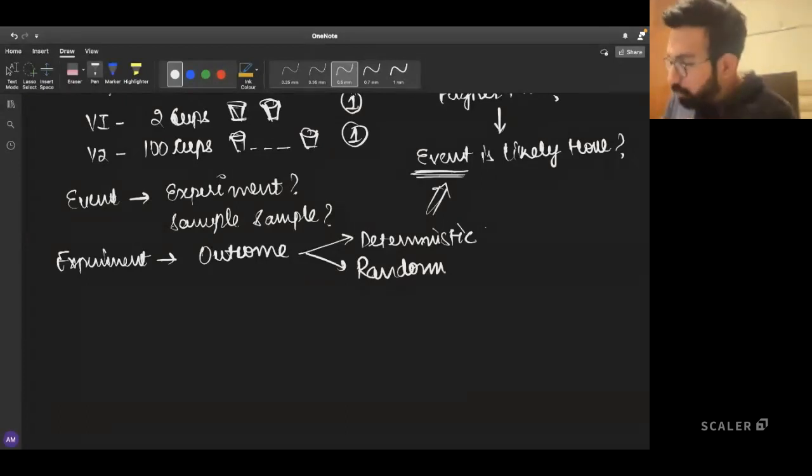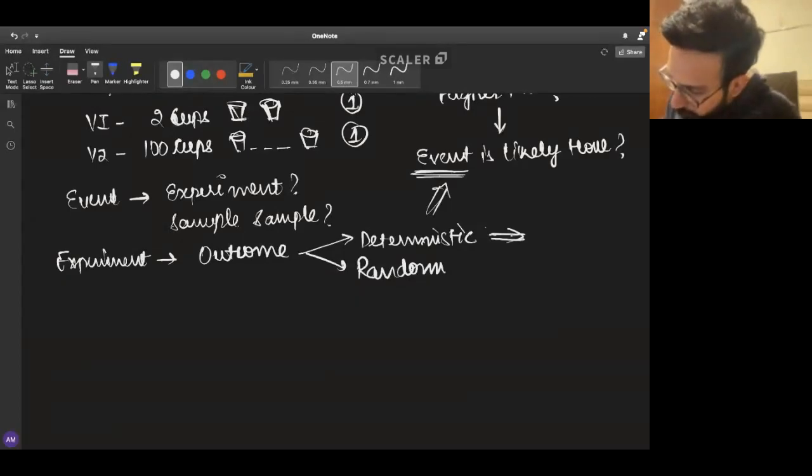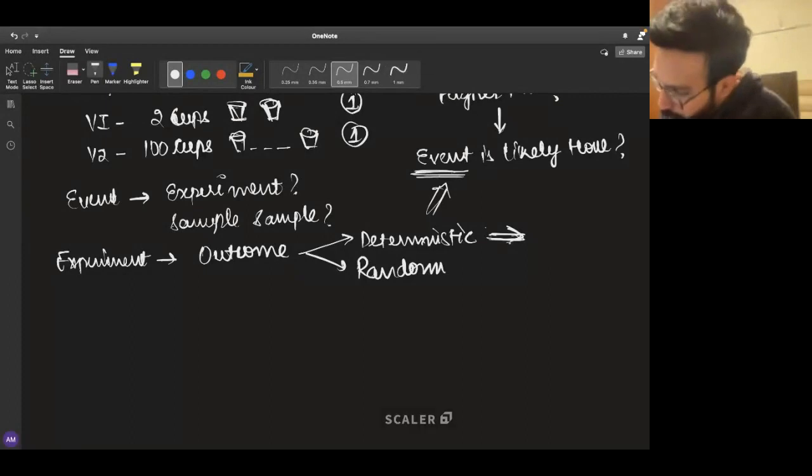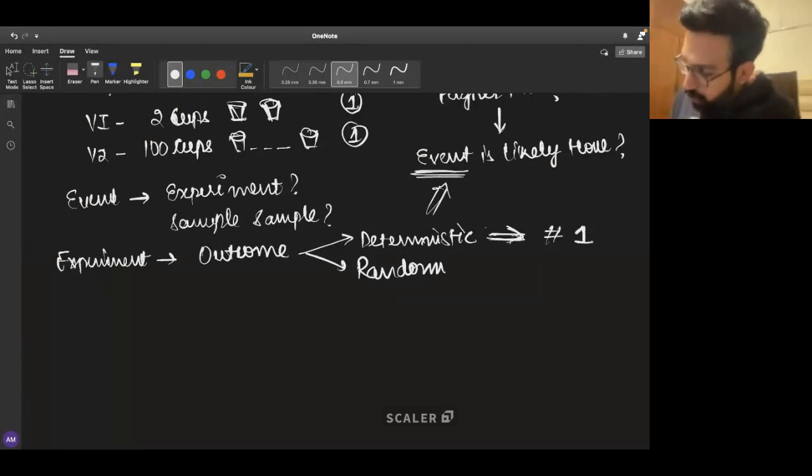So an experiment can be deterministic. What do we mean by deterministic? That it will certainly have a result that we are aware of. There are many processes out of which we know that this will be a certain result. So how many outcomes are possible here? One.